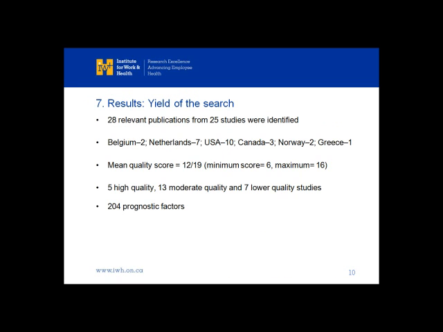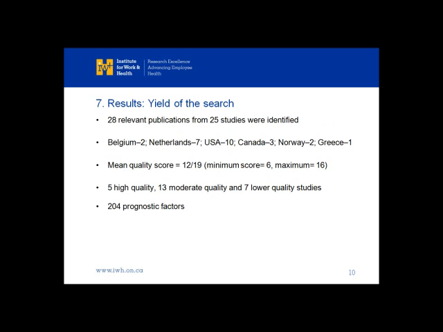And in the end, we found 29 relevant publications from 25 studies. So some studies published multiple papers from their database. 2 of those studies were from Belgium, which is just south of the Netherlands, and there were 7 from the Netherlands, 10 were from the USA, 3 were from Canada, 2 from Norway, and 1 from Greece.